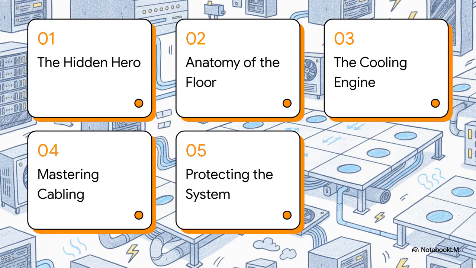Here's our quick roadmap for this explainer. We're looking at Section 1, the hidden hero. Section 2, anatomy of the floor. Section 3, the cooling engine. Section 4, mastering the cable maze. And wrapping up with Section 5, protecting the system.